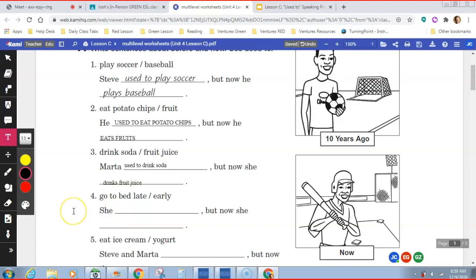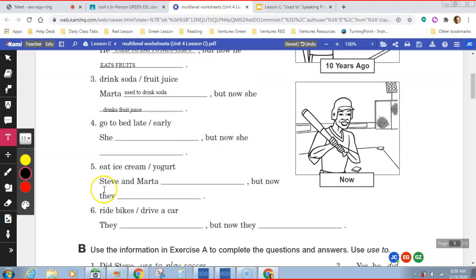Marianne, how about the next one? She used to go to bed late, but now she goes early. Say that one more time. She goes to bed early. Good job.